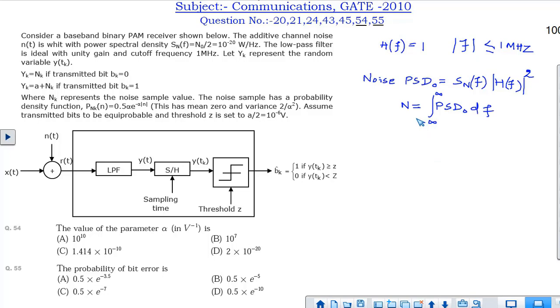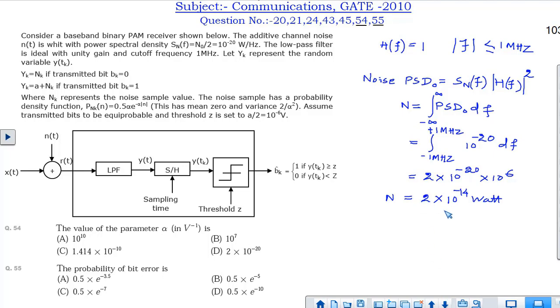Then the noise power is nothing but the integration from minus infinity to infinity of the output power spectral density, that is PSD df. Here the integration limit will be simply restricted to minus 1 megahertz to 1 megahertz, because the low pass filter has a sharp cutoff frequency. So the integration limit will be from minus 1 megahertz to plus 1 megahertz, and Sn(f) is simply n0 by 2, which is equal to 10 to the minus 20, already given. After integration of this, we will get the noise power equal to 2 into 10 to the minus 14 watt. This is the noise power at the output.